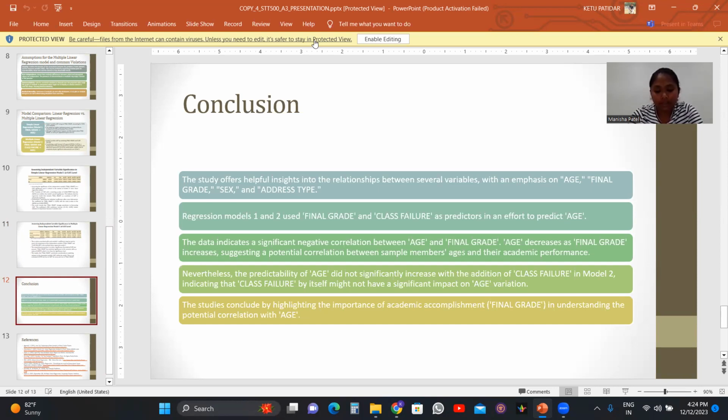Nevertheless, the predictability of age did not significantly increase with the addition of class failure in model 2, suggesting class failure by itself might not have a significant impact on age variation. The study concludes by highlighting the importance of academic accomplishment, final grade, in understanding the potential correlation with age.